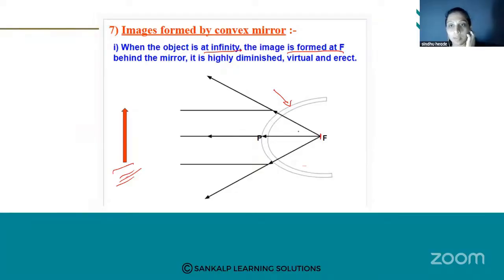This is the F point. Here the image is formed. So this is behind the mirror. Then what are the characteristics of that image? How does it look? See, it is highly diminished, and a virtual image is formed here because this is behind the mirror. So it is virtual always, and an erect image is formed. Okay, this is the first point.